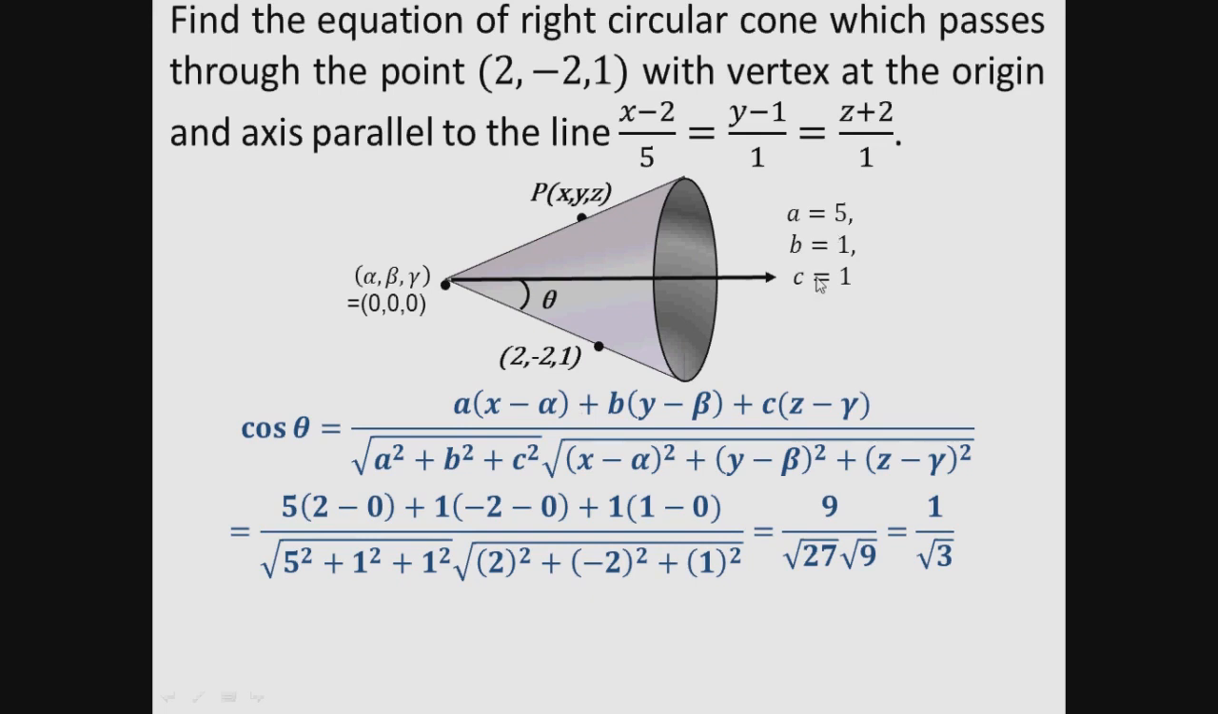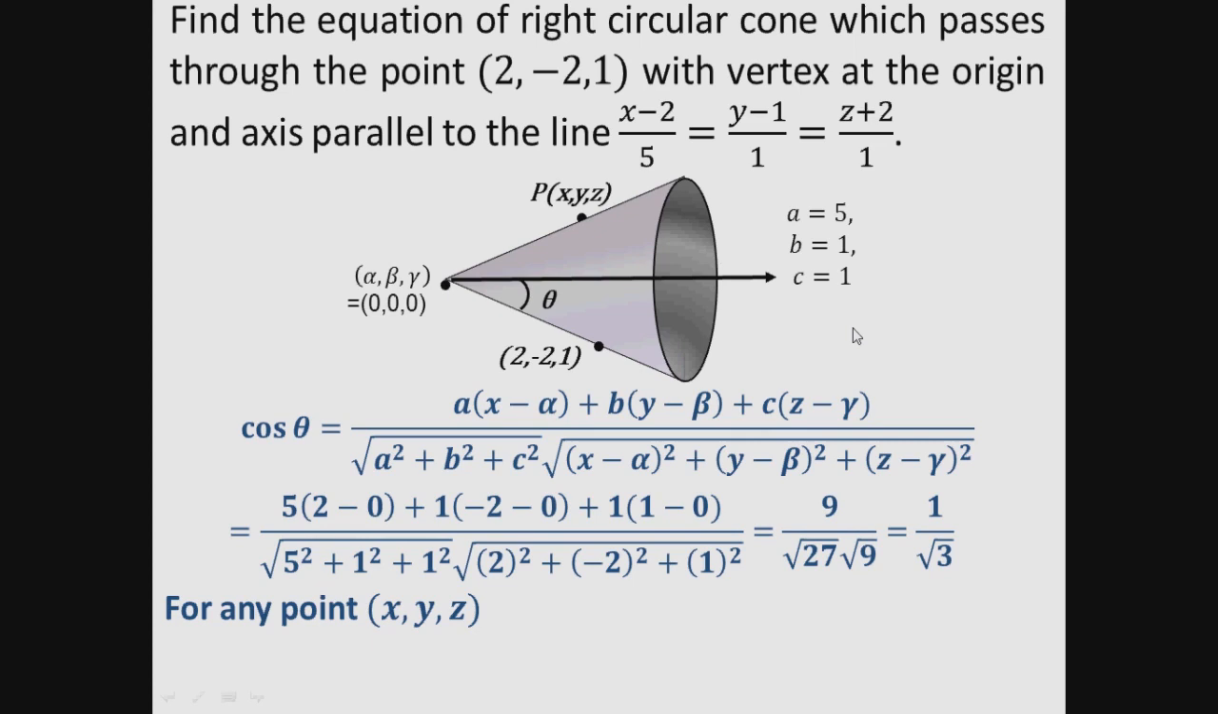Putting all these remaining values, 5 into 2 minus 0, 1 into minus 2 minus 0, plus c is 1 into z is 1 minus gamma, gamma is 0, divided by square root of 5 square plus 1 square plus 1 square into square root of 2 square plus minus 2 square plus 1 square. Simplified, it gives us 9 upon square root of 27 into root 9, that is 1 by root 3. Now this cos theta will remain the same for any point on that right circular cone.